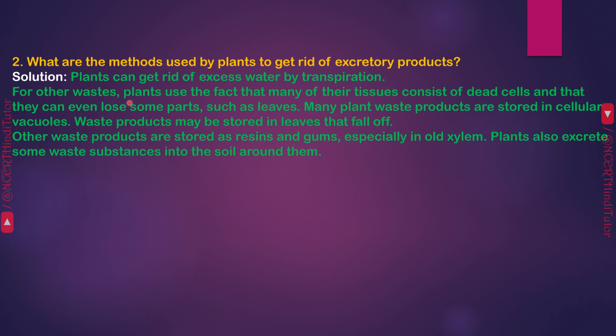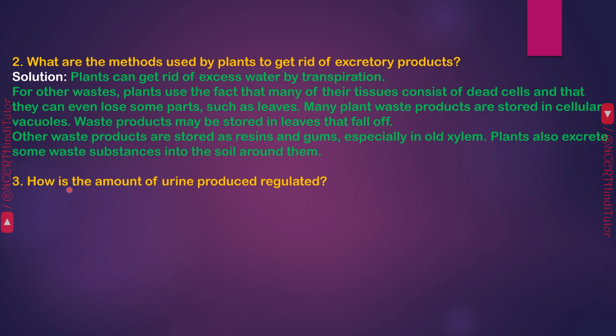For other ways, plants use the fact that many of their tissues consist of dead cells and that they can even lose some parts such as leaves. Many plant waste products are stored in cellular vacuoles. Waste products may be stored in leaves that fall off. Other waste products are stored as resins and gums, especially in old xylem. Plants also excrete some waste substances into the soil around them.